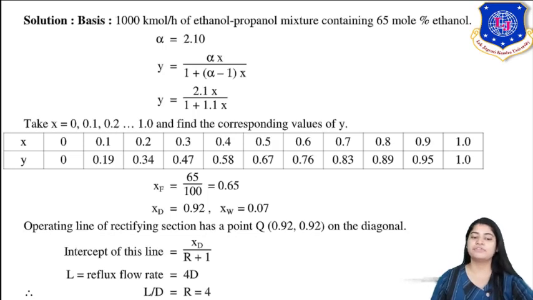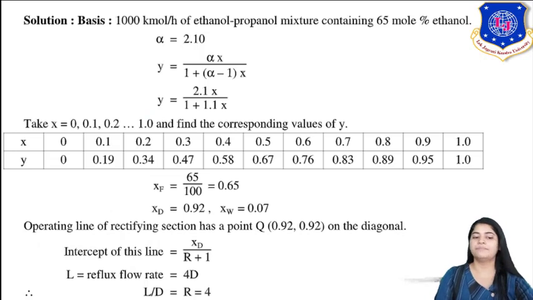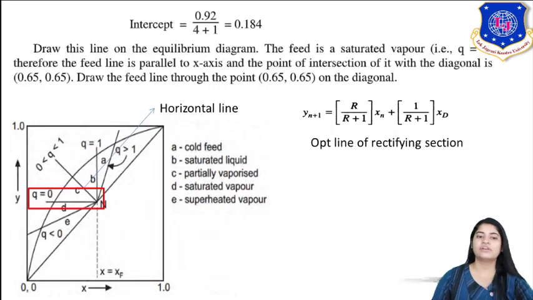Now the intercept of this line: this is the operating line of the rectifying section, Yn plus 1 is equal to R upon R plus 1 xn plus 1 upon R plus 1 into xd. So the intercept is xd upon R plus 1. You have your R value, hence your intercept value is 0.184. Okay, so now you have the intercept value as 0.184. Draw the line on this equilibrium diagram.